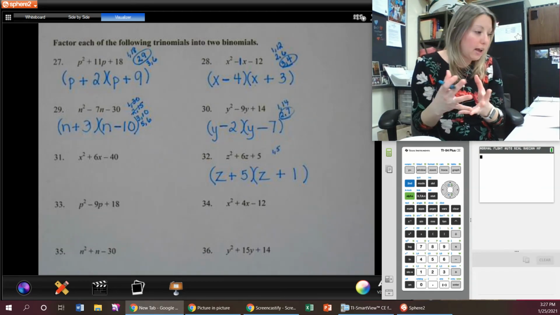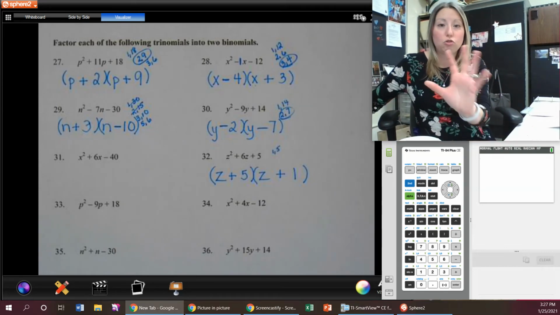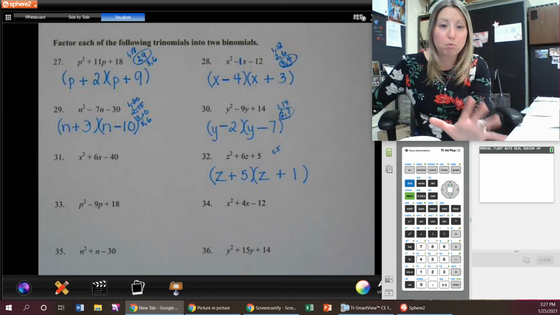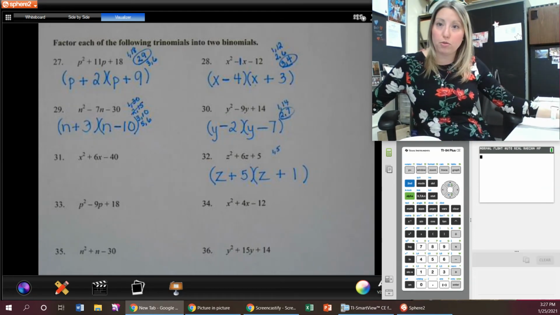All right, and again, try some of these. Pause it, try them, give them a shot, practice. And then we're going to finally look at the chapter 1 through 3 review.